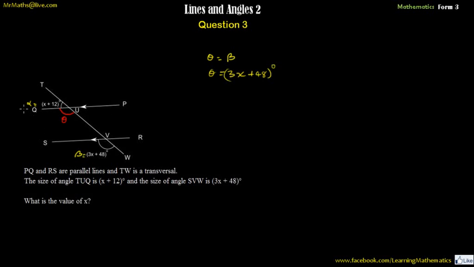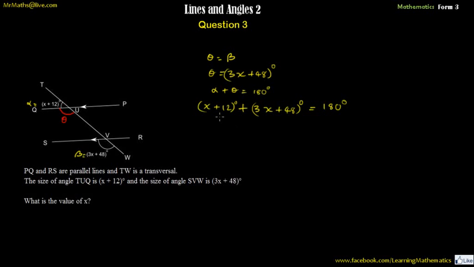And again, take a look at alpha and theta. Alpha and theta are two supplementary angles, and if they add up together, alpha plus theta equals 180. But alpha is x plus 12 degrees, plus theta, which is now 3x plus 48 degrees, and you add this together, it becomes 180 degrees.